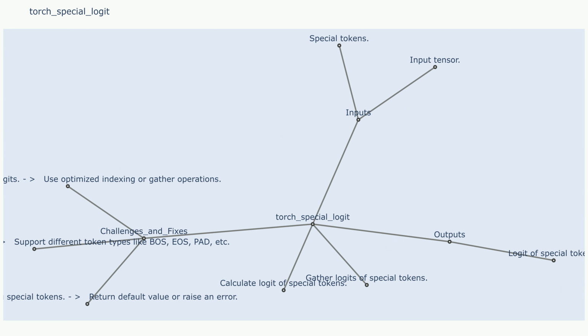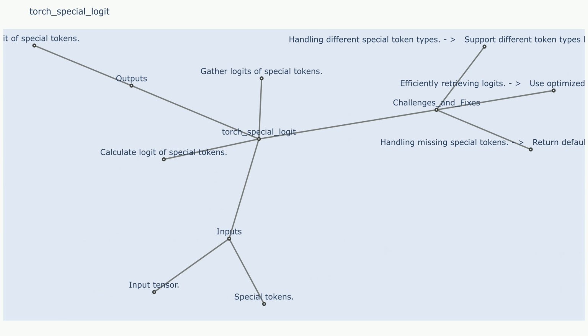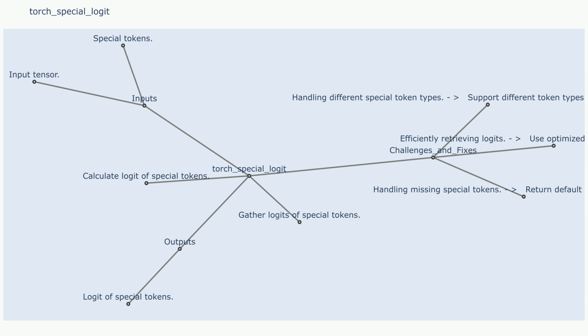Output: a tensor containing the logit of the input tensor. The function calculates the logit of each element in the input tensor by applying the following formula: logit(p) = log(p / (1 - p)), where p is the probability value.